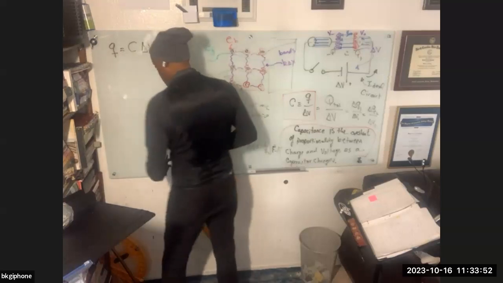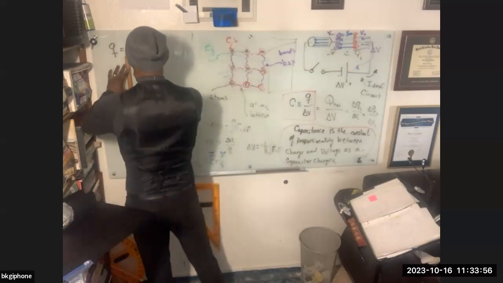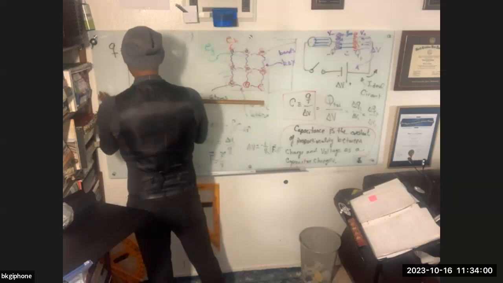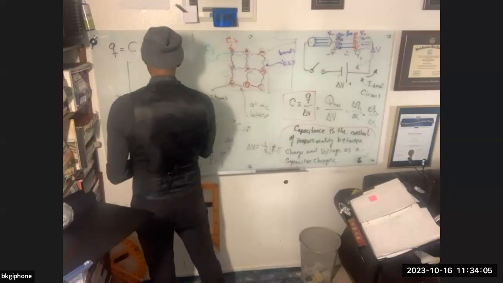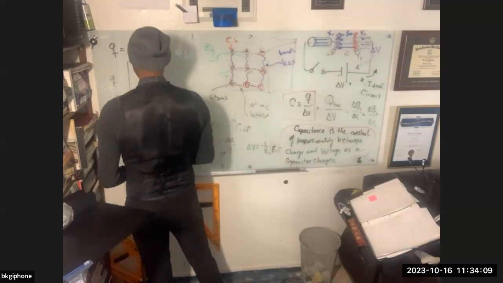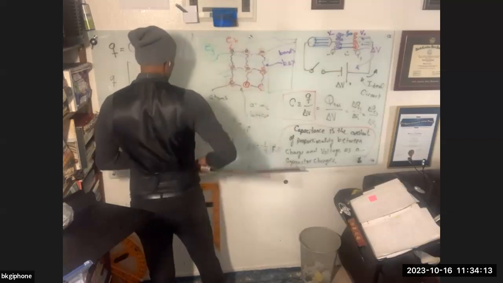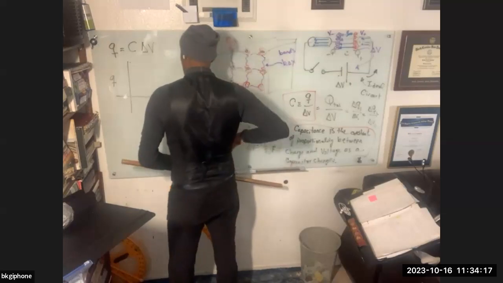So then if I plot this, we see that it's a linear relationship between the two because of that definition. So if I have delta V on the x-axis and Q on the y-axis, it's always going to be a linear relationship. But in that case, the slope of the curve will be the capacitance.